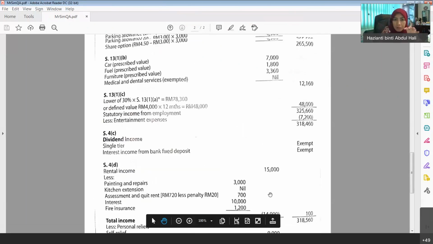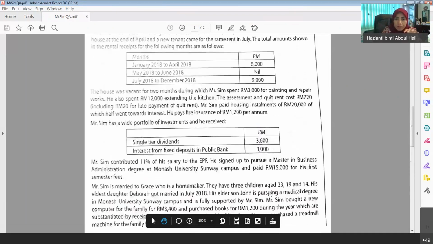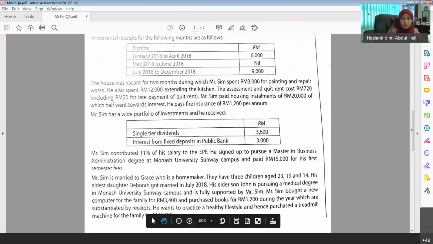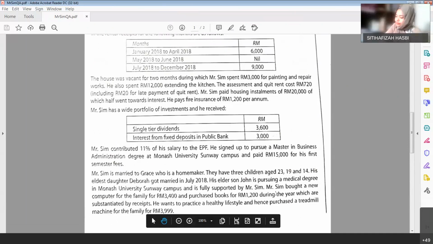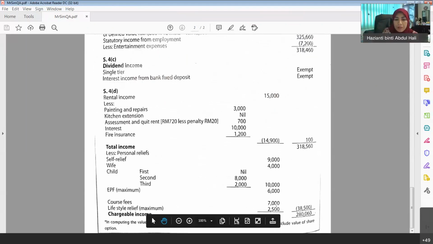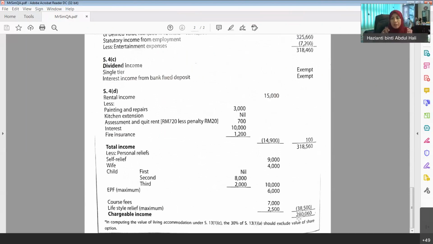So he bought all those items, what is the total? Computer 3,400, books 1,200, and treadmill 3,999. Total 8,599. But he can only claim 2,500. The lifestyle relief maximum is only 2,500. So his total relief is 38,500. Then the chargeable income would be 280,060. We don't want to calculate tax payable yet.